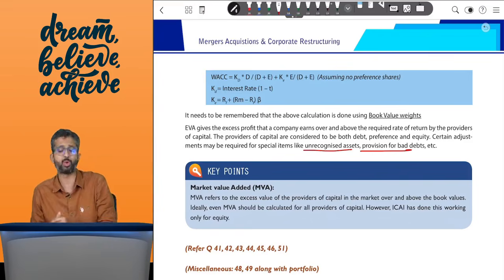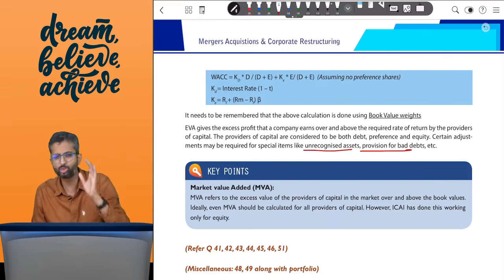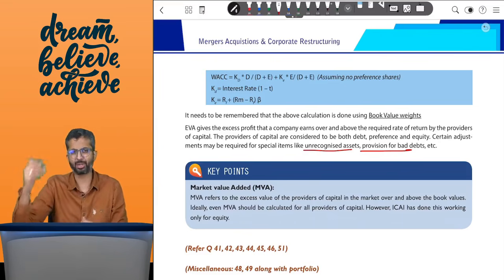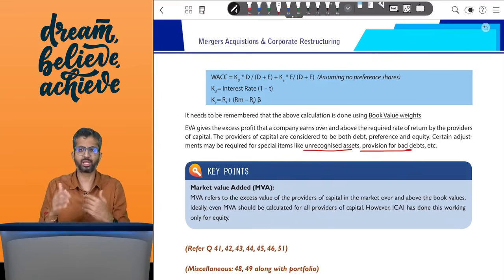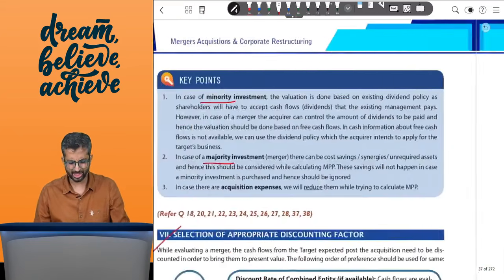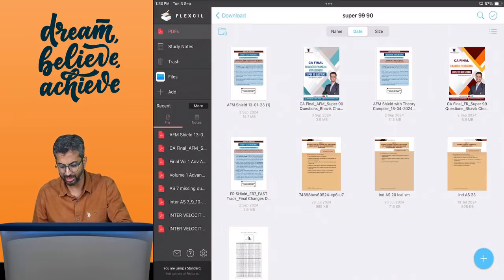That will give you the market value added for the enterprise as a whole. Sometimes the institute does it only for equity, in which case you will take the market cap or market value for equity, subtract the value of debt, subtract the book value of equity, and that should give you the answer. So this briefly takes care of the theory level.